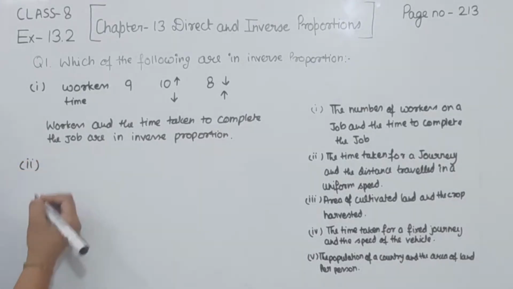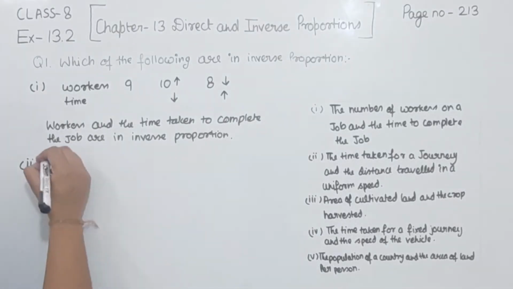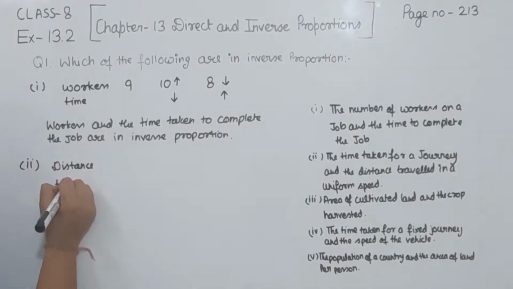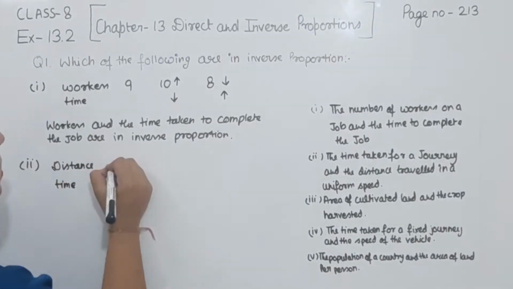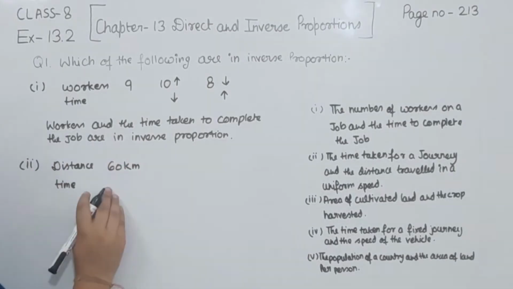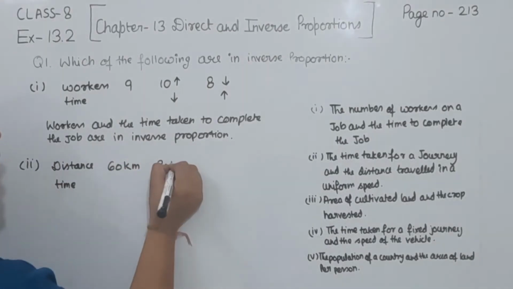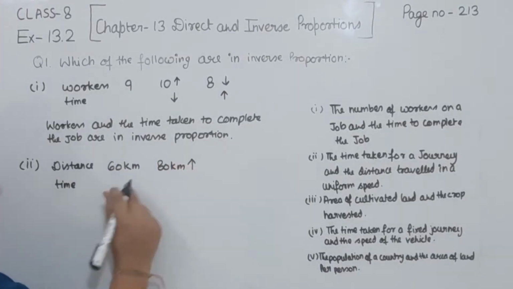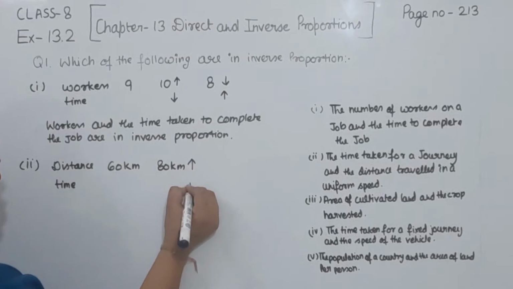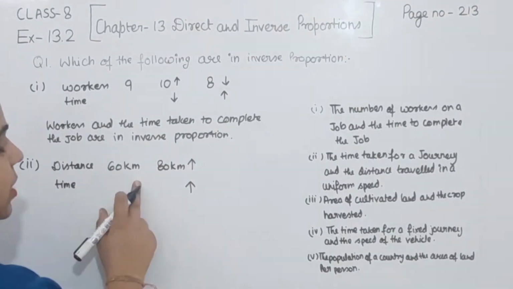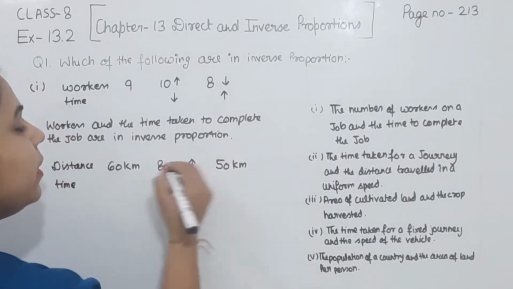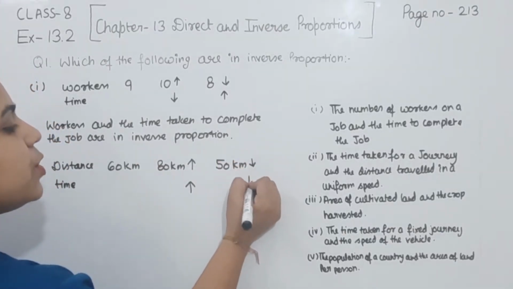Now comes to the part 2. In this one we are having the time taken for a journey and the distance travelled in a uniform speed. So we are having the two things, the distance and the time. Suppose we are having distance equal to 60 kilometer and this one is increased to 80 kilometer. Now here the distance is increasing, then the time will also increase. If we are having 60 kilometer and the distance decreased to 50 kilometer, then the distance is decreased, then the time will also decrease.